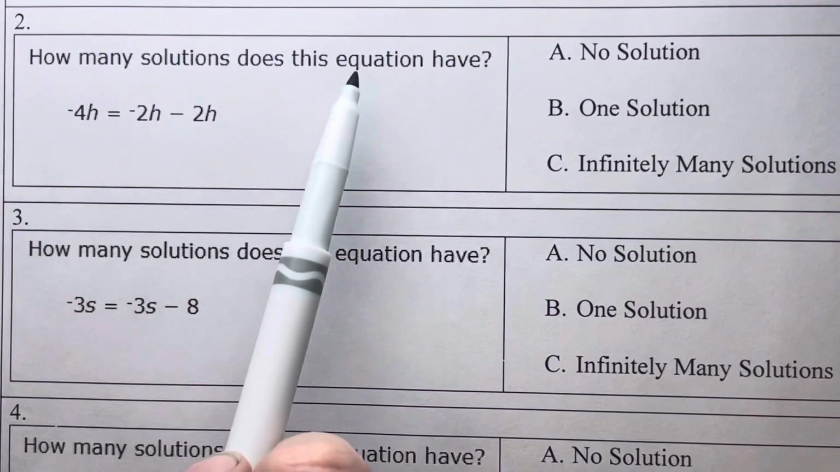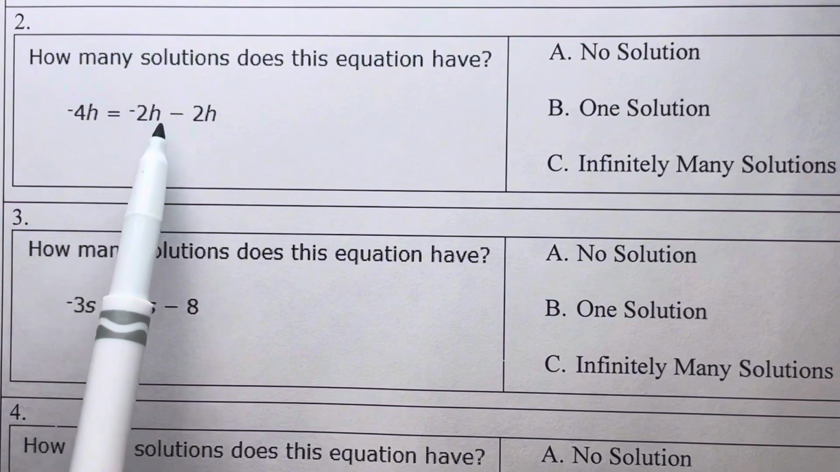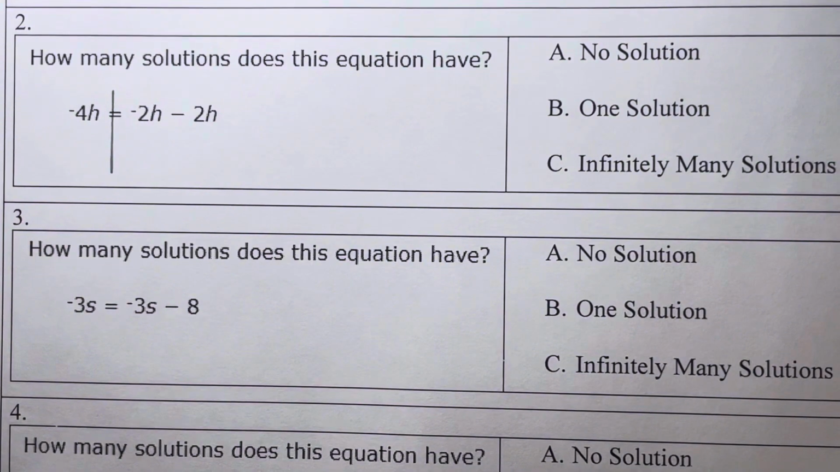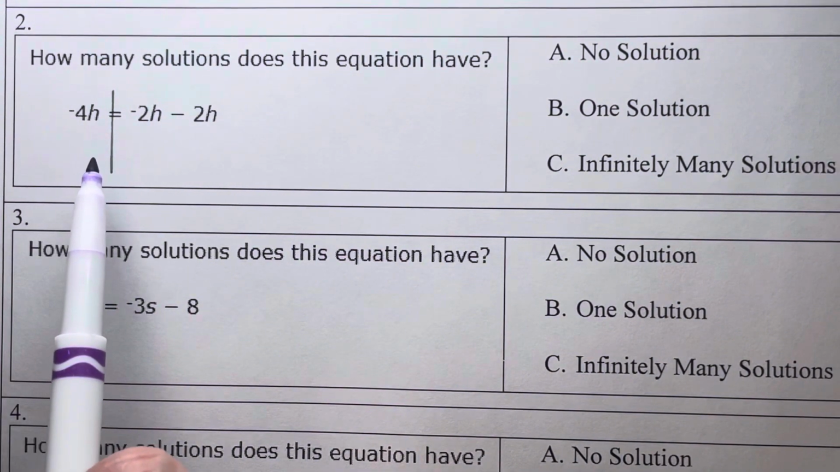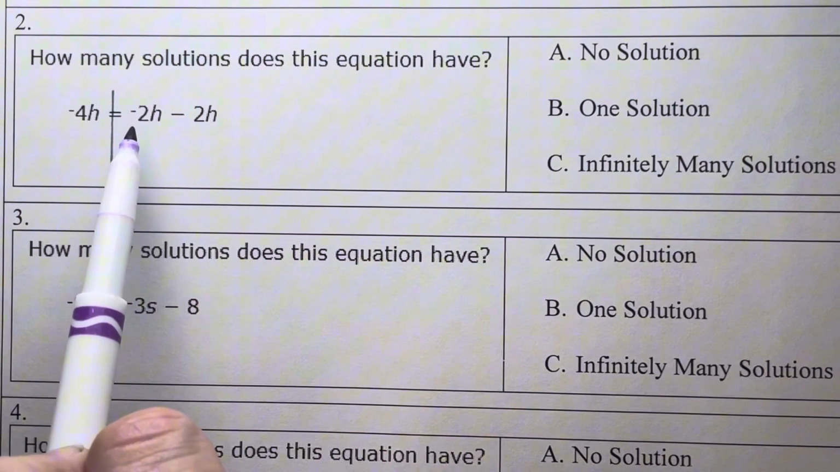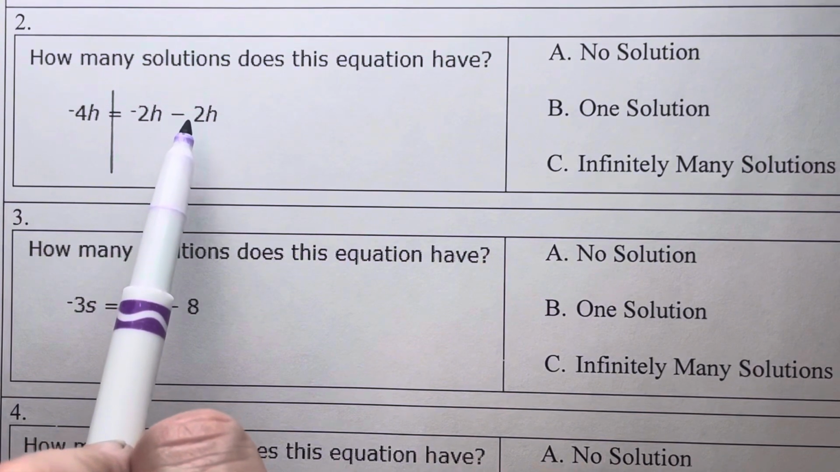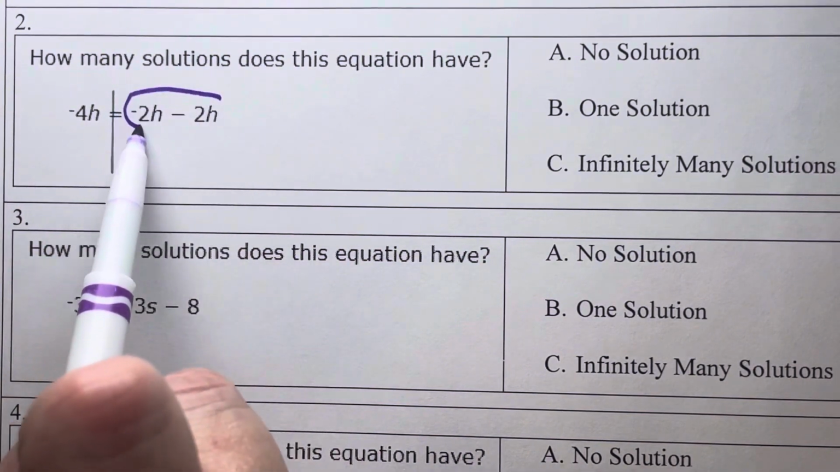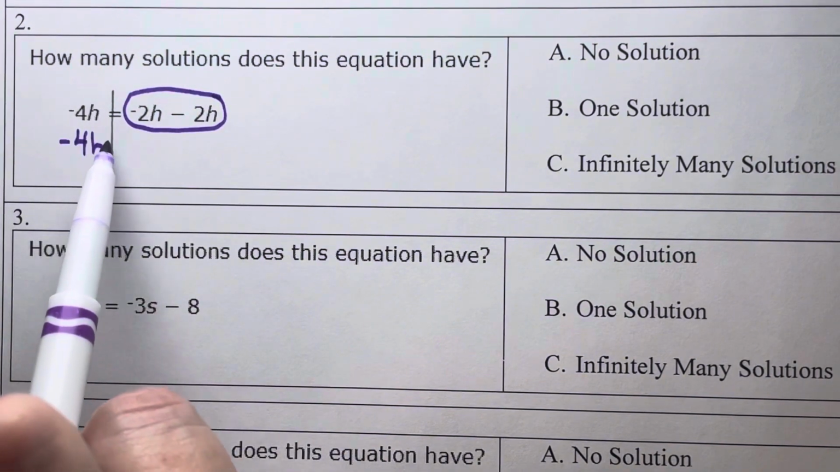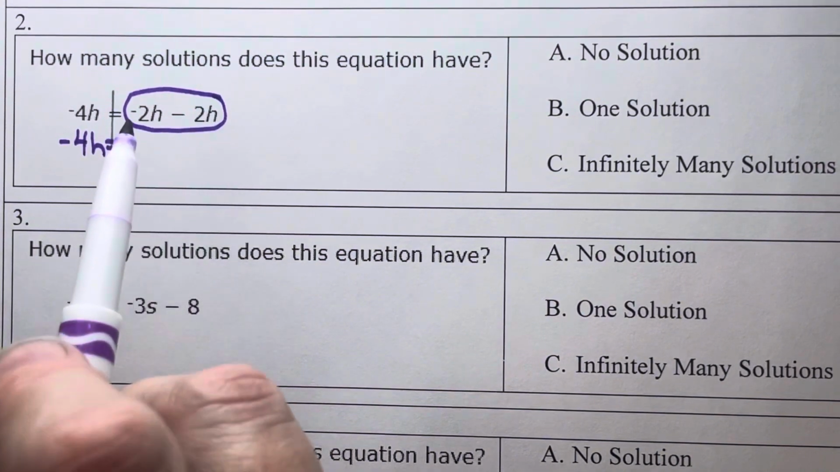Example 2. How many solutions does this equation have where -4h equals -2h minus 2h? So it's really important to be solid on your skills of solving an equation for a variable. And we remember from previous lessons that if you have multiple of the same variable on the same side of the equal sign, you can go ahead and combine them. So -4h on the left equals, what is -2 minus 2?